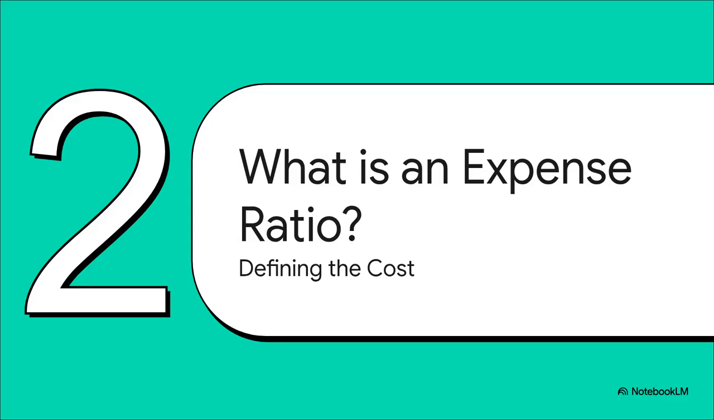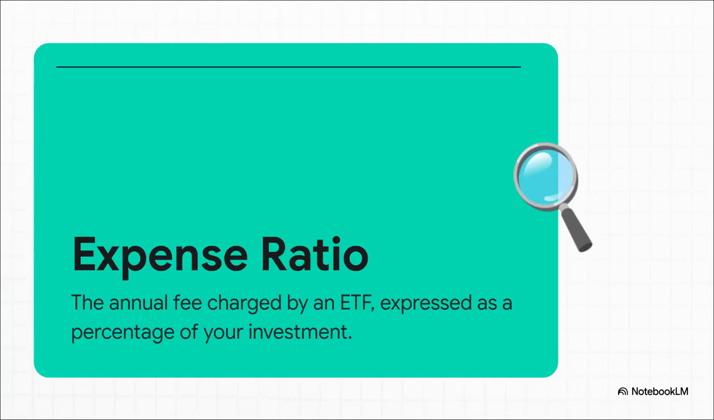So what exactly is this silent leak we're talking about? Well, it has a name. It's called the expense ratio. To put it simply, an expense ratio is just the yearly fee that an ETF charges to cover its operating costs, to keep the lights on. It pays for stuff like the fund manager's salary and all the boring administrative work. Just think of it as the fund's annual management fee, and it's always shown as a percentage.